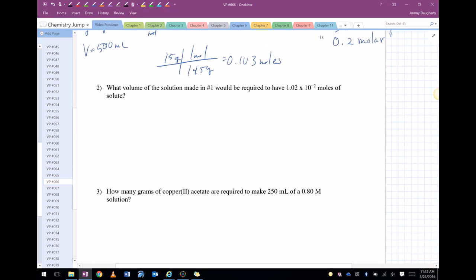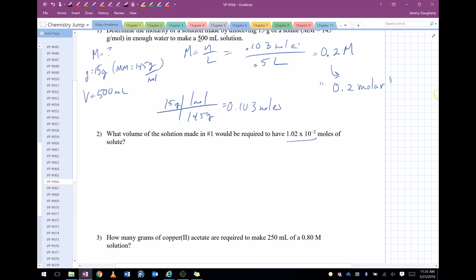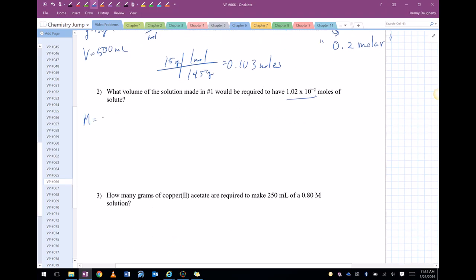What volume of the solution made in number 1 would be required to have 1.02 times 10 to the negative second moles of solute? So now I'm using the molarity from number 1, and I'm going to use that it's 0.2 molar. I'm looking for what volume would have 1.02 times 10 to the negative second moles.